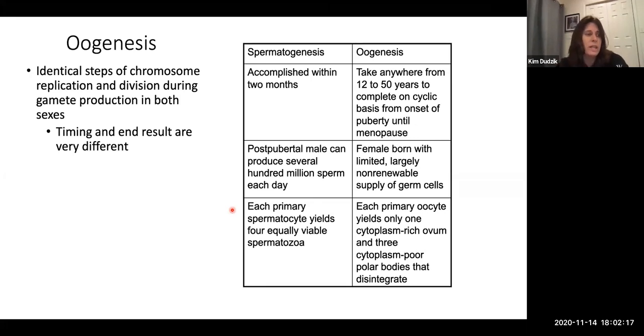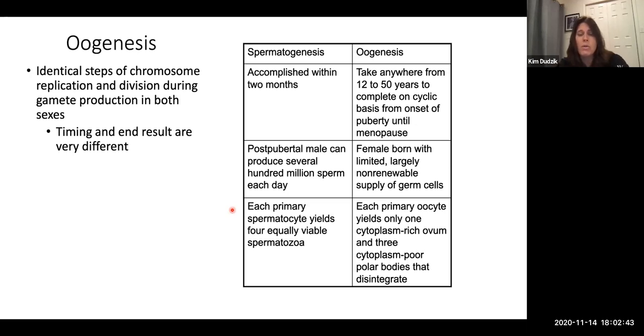And then what I'm going to show you next is, if you remember the primary spermatocyte, that was the diploid cell that begins to divide by meiosis to produce the spermatids. And when they do, just like you learned in general bio, one diploid cell divides to produce 4 viable spermatozoa. But it's different in females.